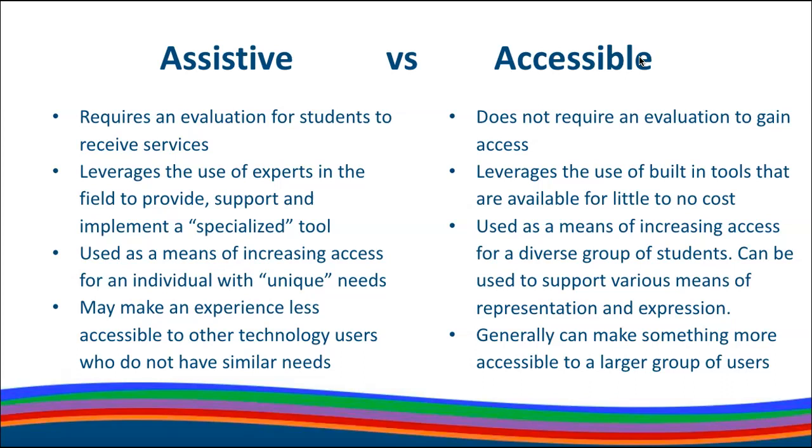So if we think about something like augmentative or assistive communication, those who need that tool gain increased access through using alternative means of communication, but traditional communicators don't necessarily need this tool, and that can limit their participation if they are required to use the tool. Whereas accessible technology really increases access to a diverse group of students, and generally adding this type of technology increases access to the masses.